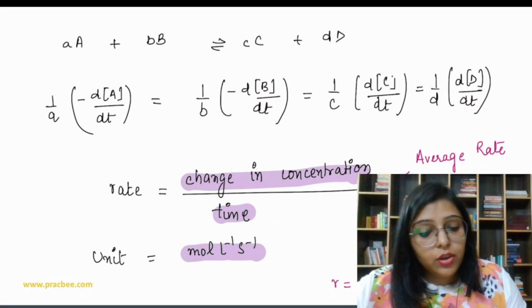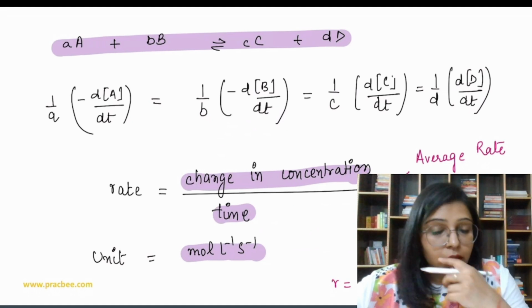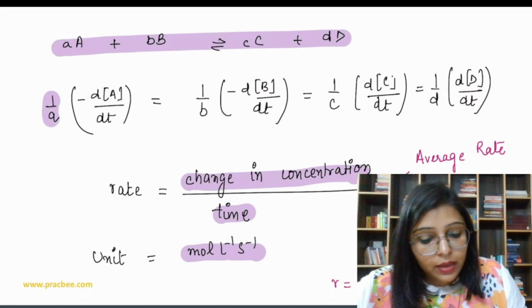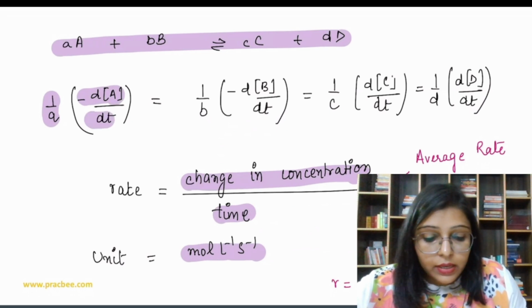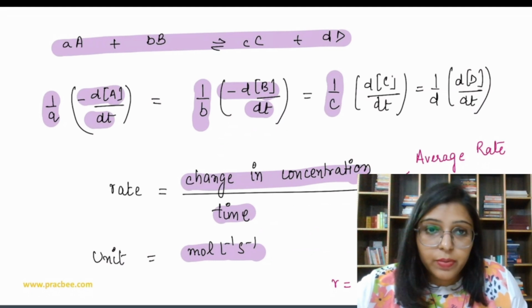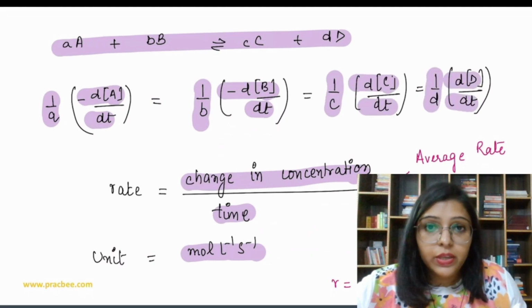ठीक है. Now if we have this reaction, then how can we find out the rate? So rate क्या होगा: 1 by a into minus dA by dt is equal to 1 by b into minus dB by dt is equal to 1 by c dC by dt is equal to 1 by d dD by dt, right?